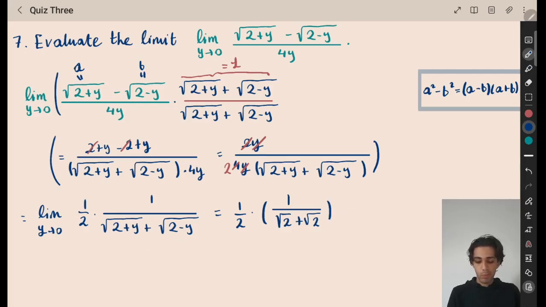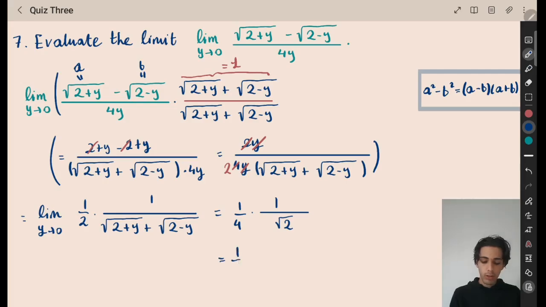And then I can maybe write this as 2 square root of 2, because it's twice the square root of 2. And since we're taking the constants outside, I can just write this as 1 over 4 times 1 over square root of 2. I might even simplify it and write 1 over 4 times square root of 2 over 2. Then it's going to be square root of 2 over 8.